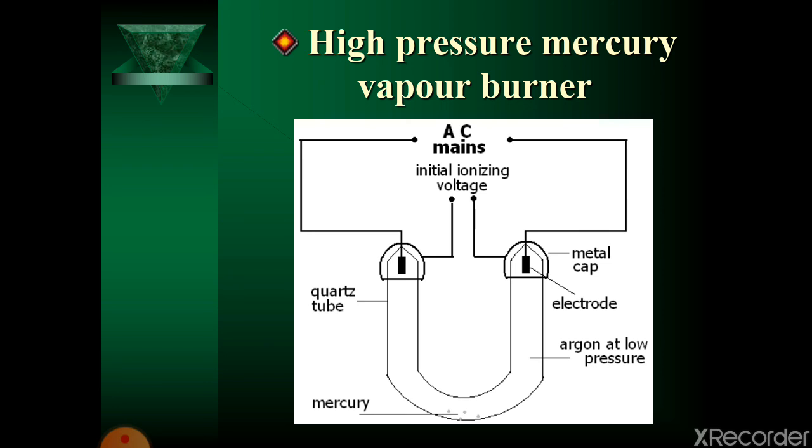First one is the high pressure mercury vapor burner. Here is the diagram. You can see two metal caps at the ends, a quartz tube, U-shaped tube, electrodes and mercury.